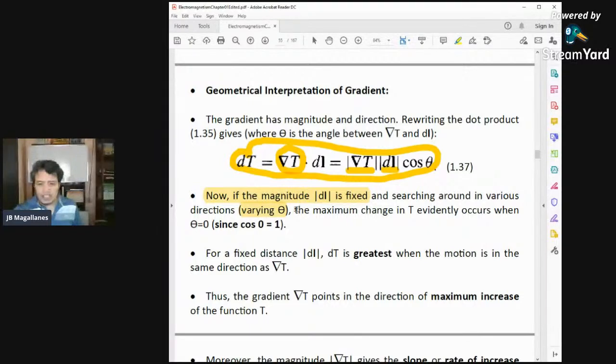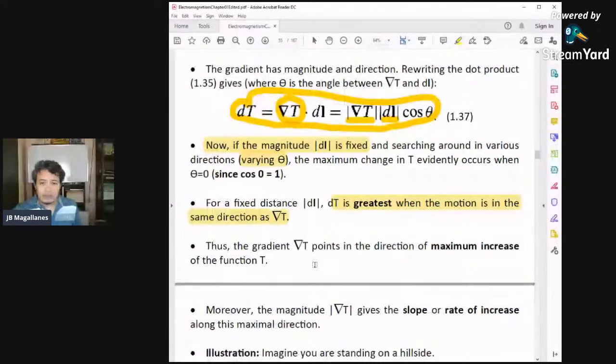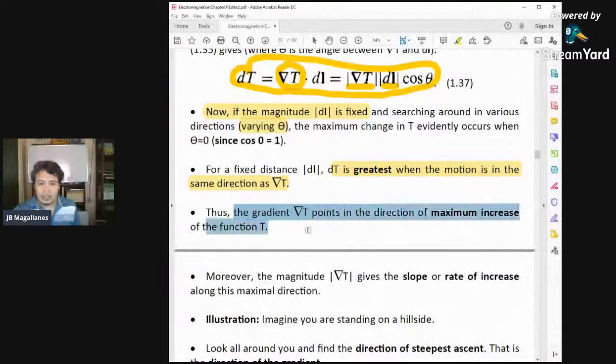The maximum change in t occurs when theta is equal to 0, because cosine 0 is equal to 1. So if theta is 0, cosine 0 is equal to 1, that is the maximum derivative of t. So dt is greatest when the motion is in the same direction as the gradient. The gradient points in the direction of maximum increase of function t. So the direction is pointing to the maximum increase of function t.